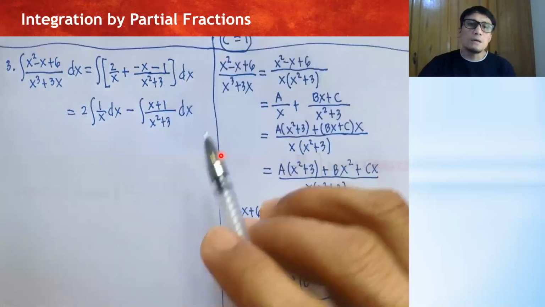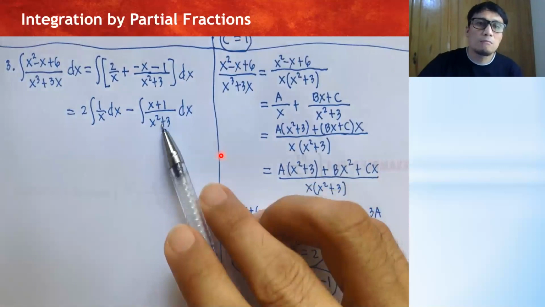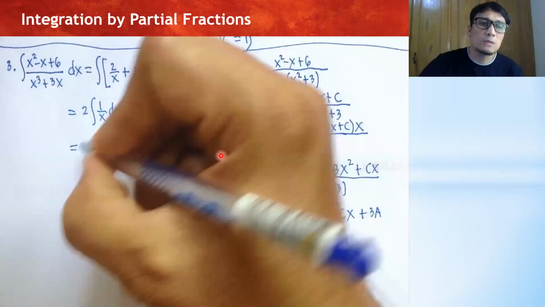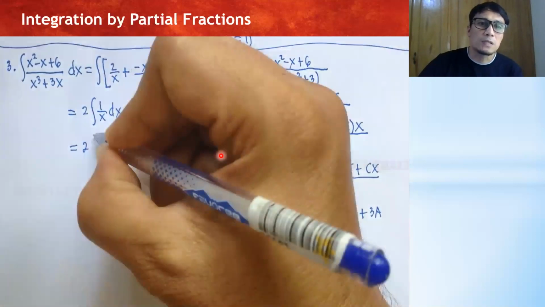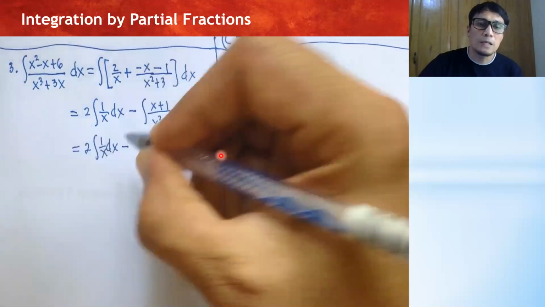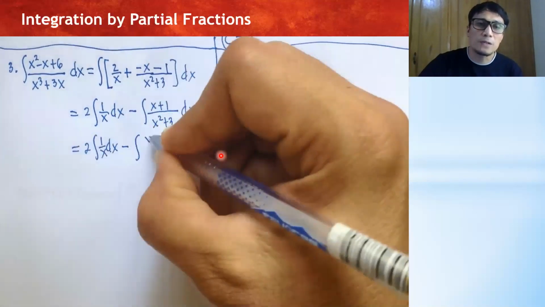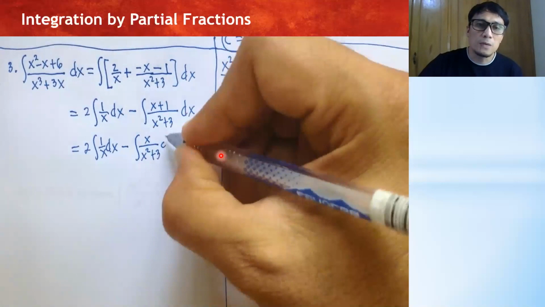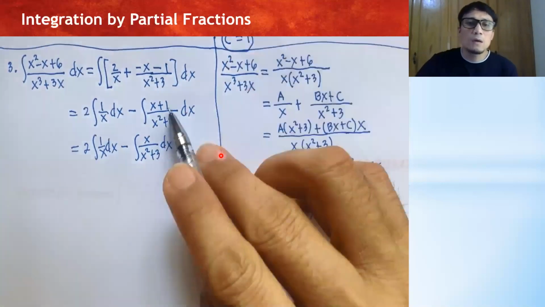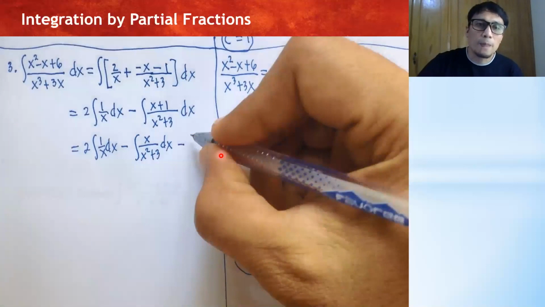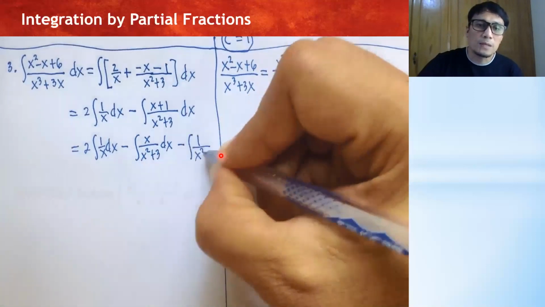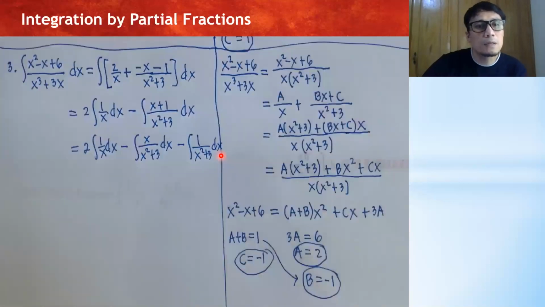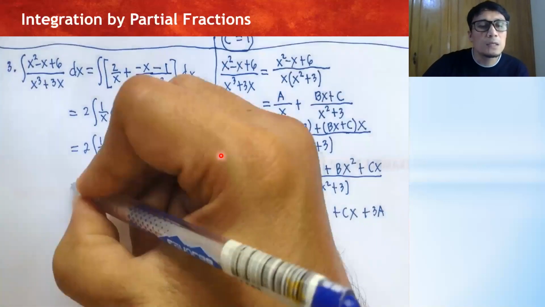And okay, to make this integrable, we cannot use 1 over u du because the derivative of the denominator is not present. So let's rewrite this one first. And then I think we separate that as two fractions. x over x squared plus 3 dx. And the other one is minus the integral of 1 over x squared plus 3 dx. Okay. Let's rewrite this further so we can still evaluate the integral.